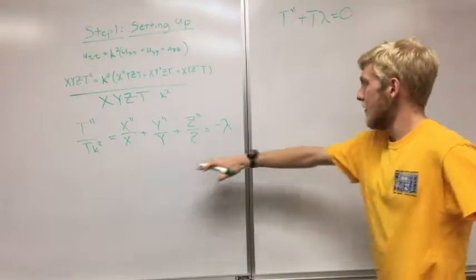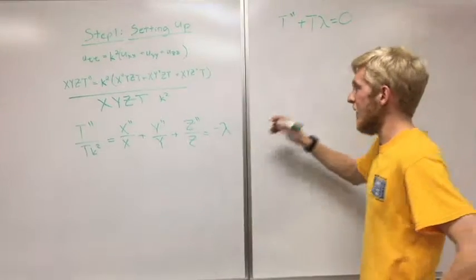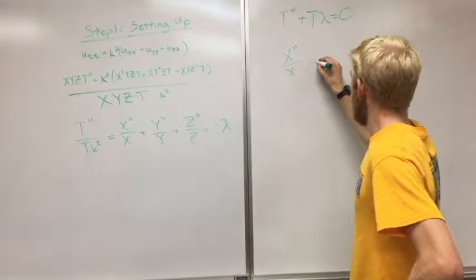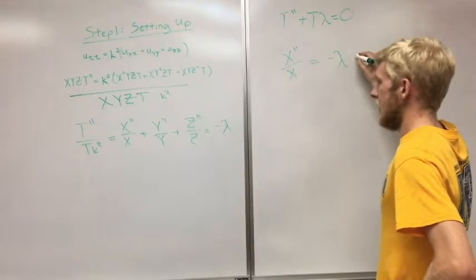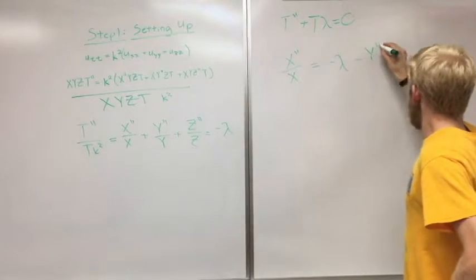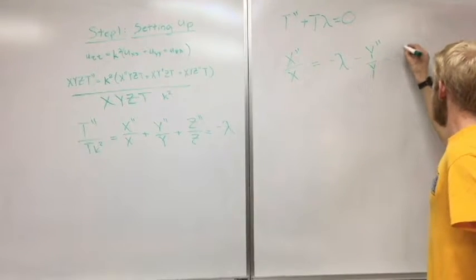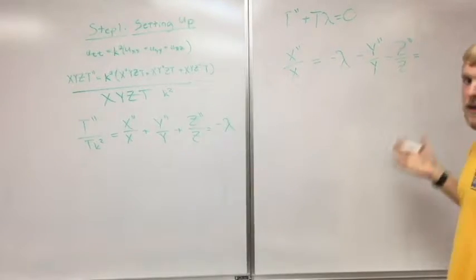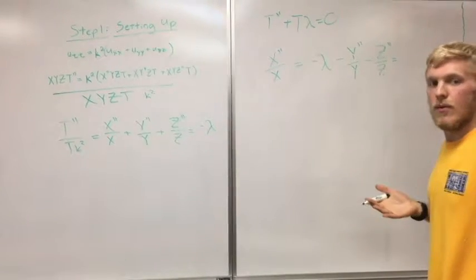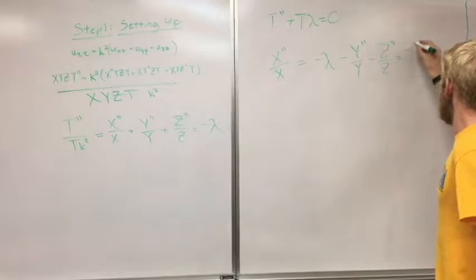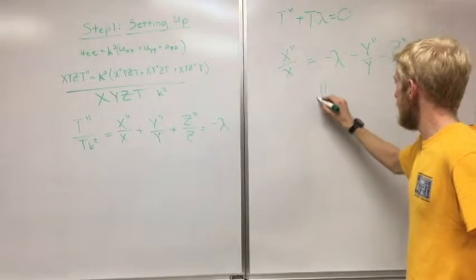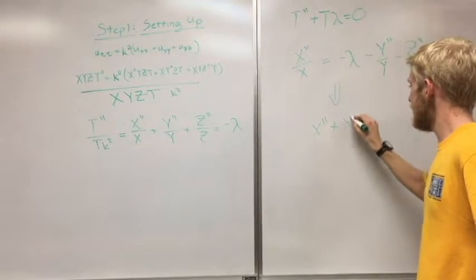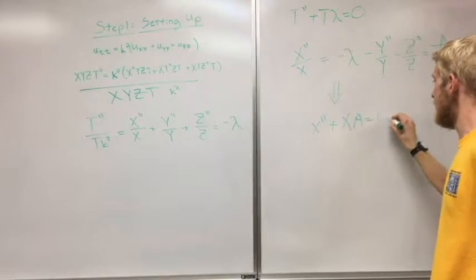Then from there, looking at this equation here, we can see that X double prime over X is equal to negative lambda minus Y double prime over Y minus Z double prime over Z, which is again some constant that we'll just call negative a. This can then be rewritten as X double prime plus a X is equal to 0.